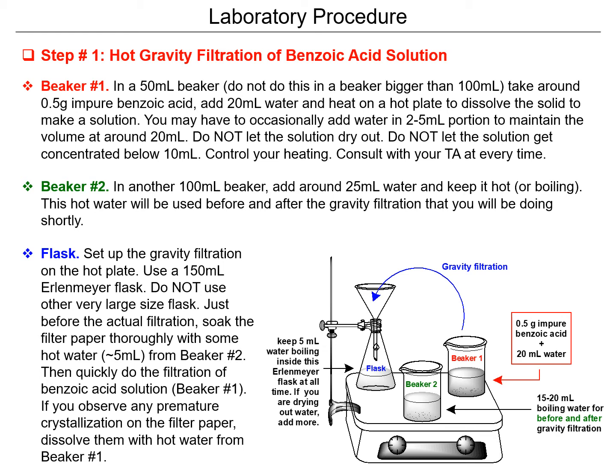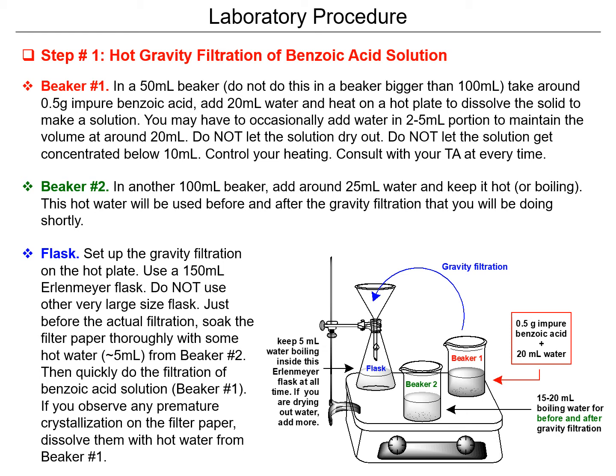So what you're going to do is, once the funnel is hot and the filter paper is fully wetted and everything that can be dissolved is dissolved, you're going to pour that beaker 1 through the gravity filtration, and you do it as quickly as you can. And if any crystals show or anything starts to block it, you pour some more of that hot water that was in beaker 2 in there to help dissolve it and get it through.